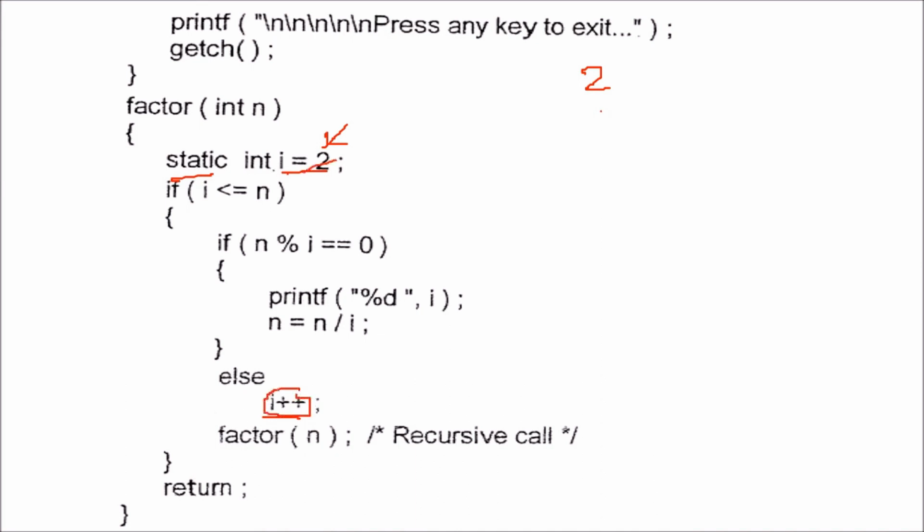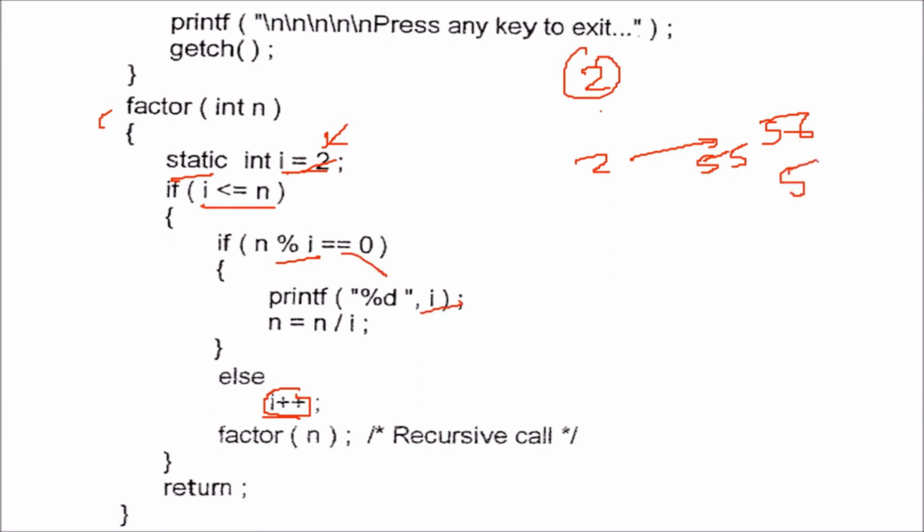Then I don't want to change this value when the function enters again. And because this is a recursive call, this factor will be called again and again. So this i is less than n. So say I want to find out the factor of say 56. So I have to start from 2, reach till 55, and then I have to divide this number by i, that is 2. We start with 2, and then we print i if it is divisible.